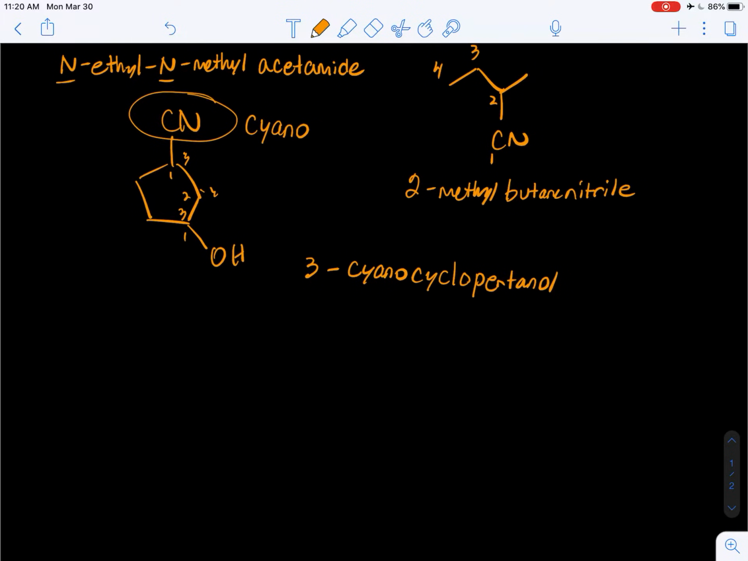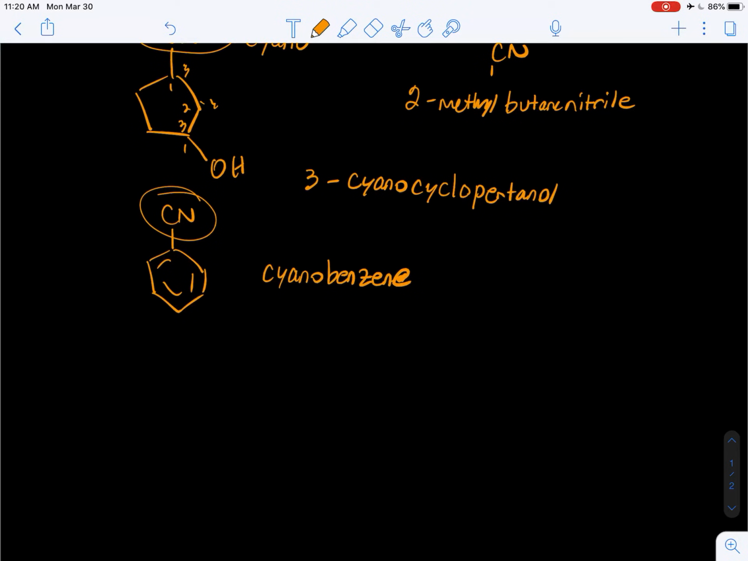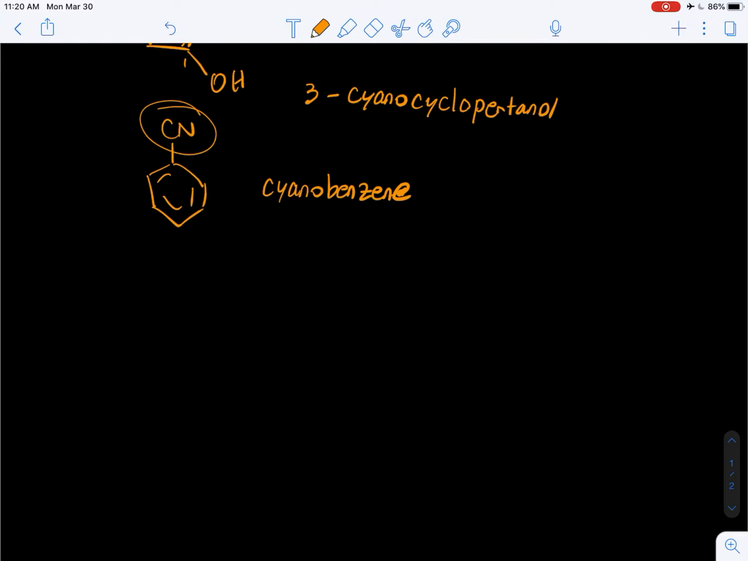Okay. Another example where you might not be sure how to name this. That's the cyano group, so you could call this cyanobenzene. We don't need a number here because there's just one thing attached, okay? So yeah, that's the nitrile.